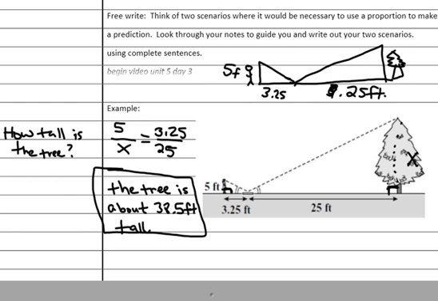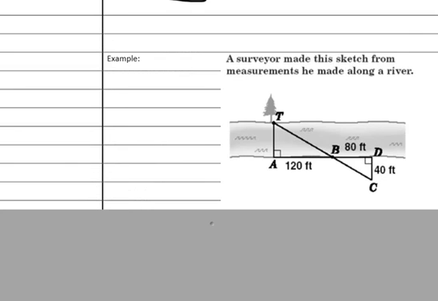Okay, so you should have gotten that the tree is about 38.5 feet tall. Now because we're using similar triangles, we want our answer to represent the height of the tree. So we wouldn't just put x equals 38.5. We're going to write out an answer about how tall the tree is.